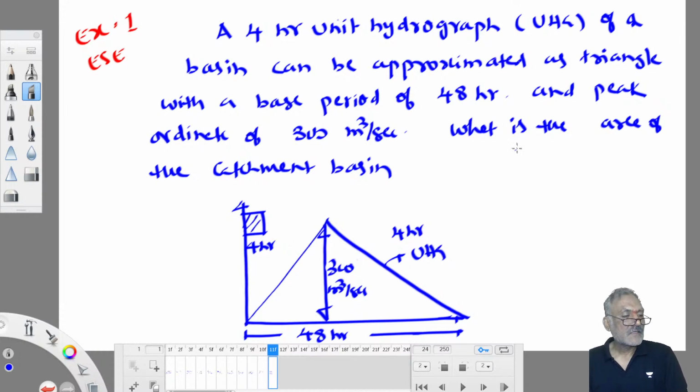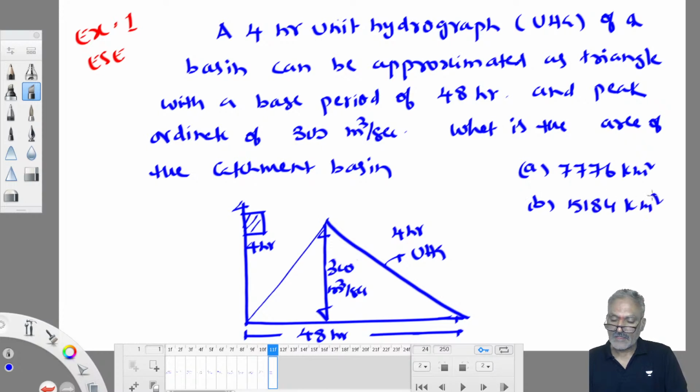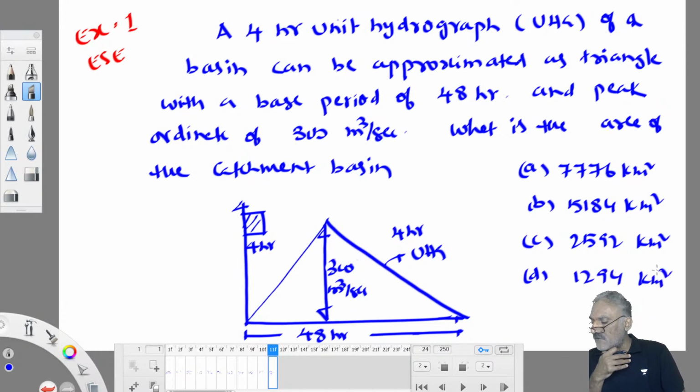So the options given are: option A is 7776 square kilometers, option B is 5184 square kilometers, option C is 2592 square kilometers, and option D is 1294 square kilometers. So these are the options given to you.